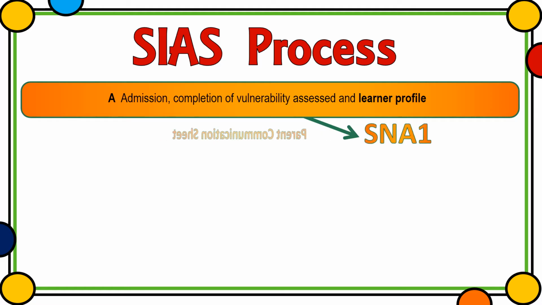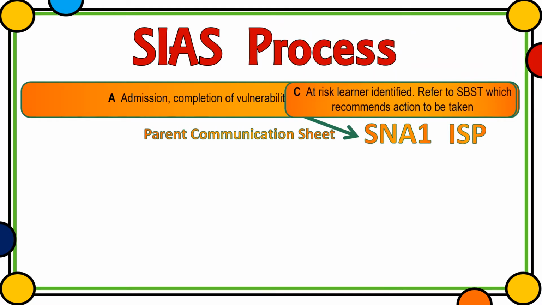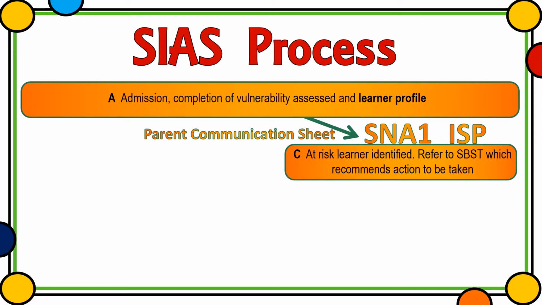After admission, the completion of vulnerability assessment, as well as the completion of a learner profile, we might come to the conclusion that there are certain barriers to learning, or that the learner is at risk. The first and foremost and most important thing to do would be to contact the parents, as we do not follow any processes without the parents being informed and without the parents' permission. We also complete the SNA1, which should be signed by the parent, as well as an ISP, an individual support plan. This shows that we have tried certain intervention strategies.